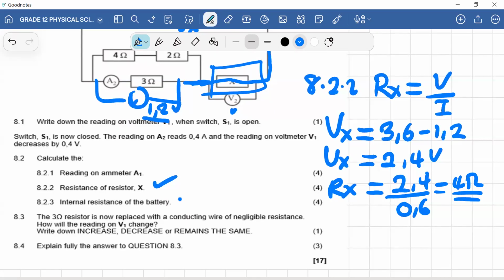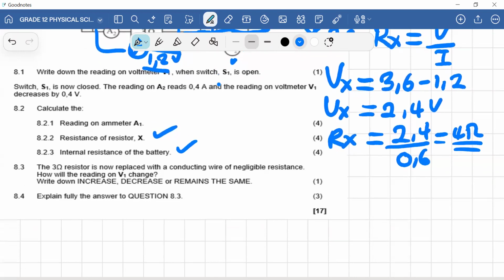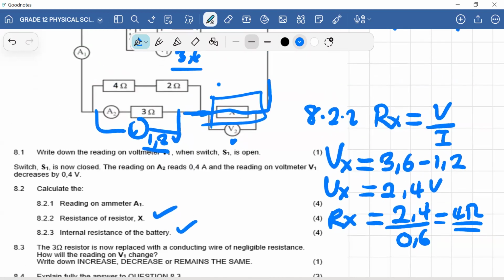Now they say to us, I should find the internal resistance. Okay, so the internal resistance, that is question number. Let me just erase this part.